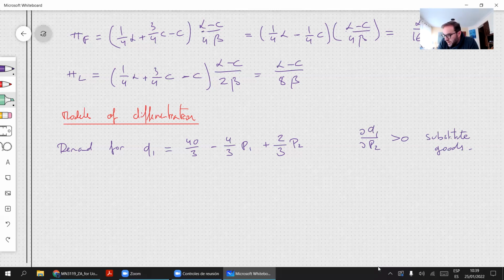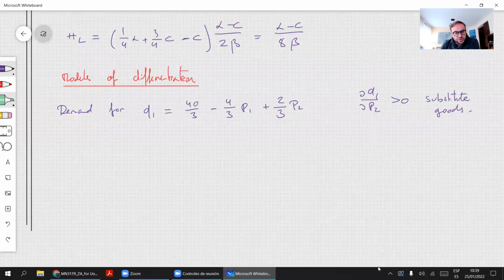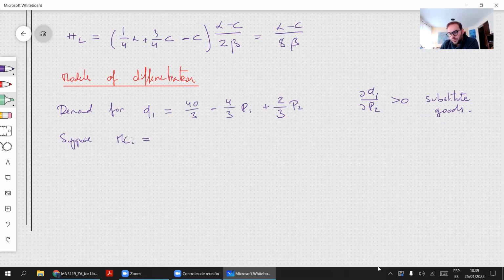The actions of the other guy have an incidence on my own decisions. So I'm going to take the example from the subject guide just to have the reasoning behind this. So suppose, as is done in the book, that marginal cost for any company is 0. So we're going to simplify a little bit the problem. And so the profits of firm 1 are the following. I'm going to take into consideration that my demand is affected by my own price and by the price set by the other companies.